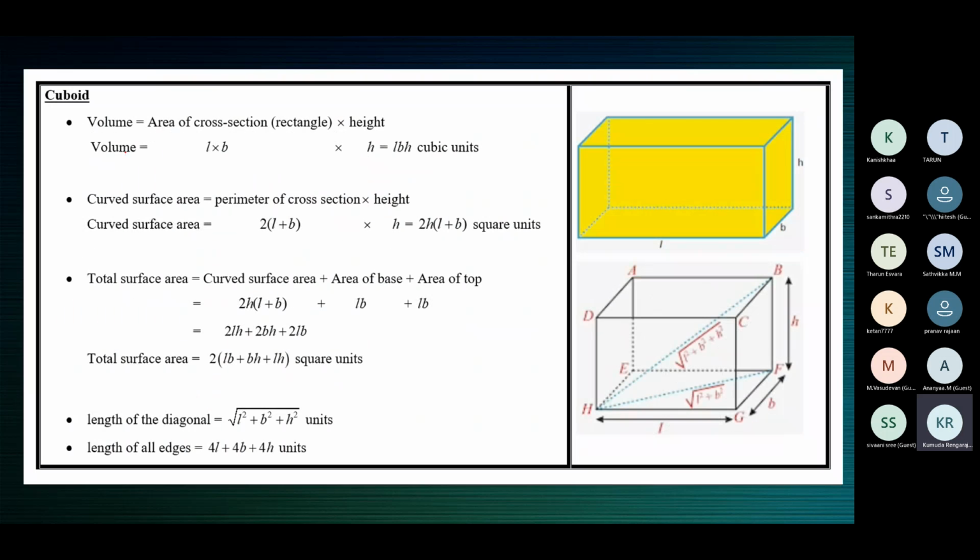So curved surface area is perimeter of the cross section into height. Cross section is a rectangle whose perimeter is 2 into L plus B, into H. So when you multiply, you get 2H into L plus B. Square units, area, so square units.